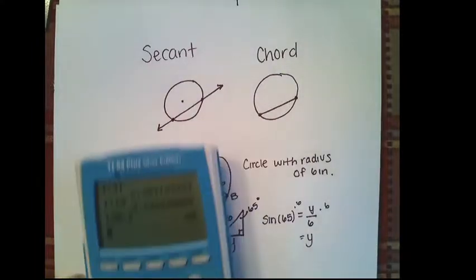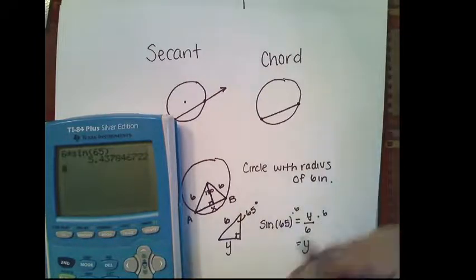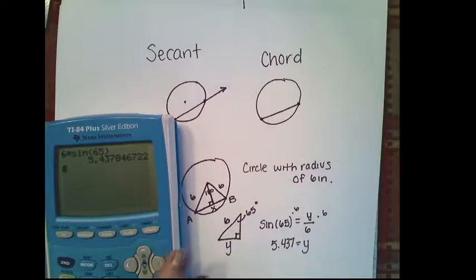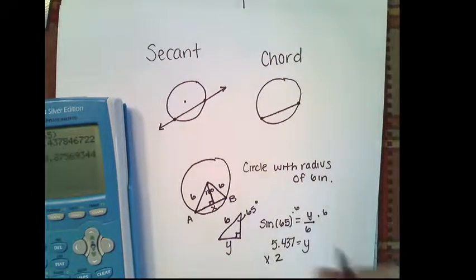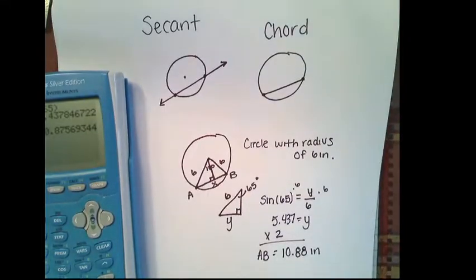Let's get out the calculator. 6 times sine of 65. 5.437 is our y. And then to get the full length of x, we just need to double it. So AB is 10.88 inches.